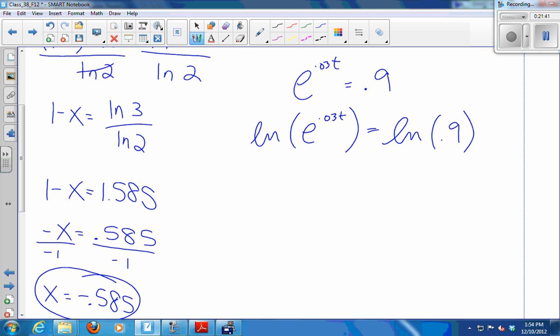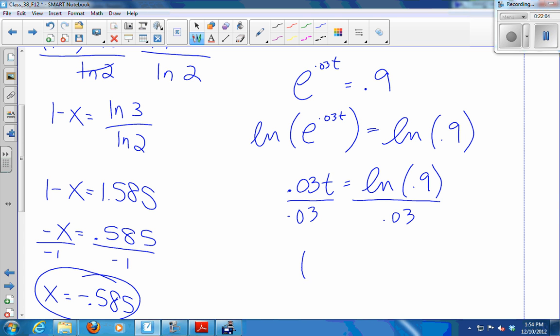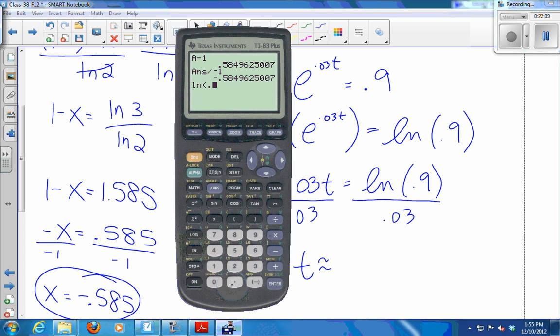So what is the ln of e to the 0.03 t? 0.03 t, because ln is log base e, bases match, just lift off the exponent. So I get 0.03 t equals the ln of 0.9, and now just divide by the 0.03. So we get t is approximately ln 0.9 divided by 0.03, negative 3.5.